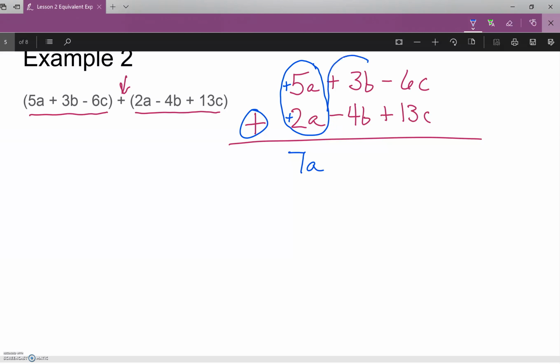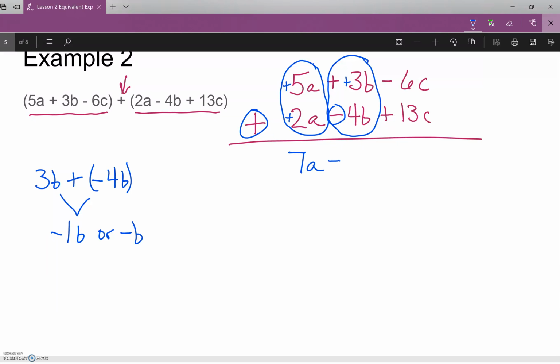Next column, it is a positive 3b. I'm going to show this off to the side. That's 3b positive plus negative 4b. So you got to be careful here. That one's going to be negative 1b or just negative b. So negative or minus b.